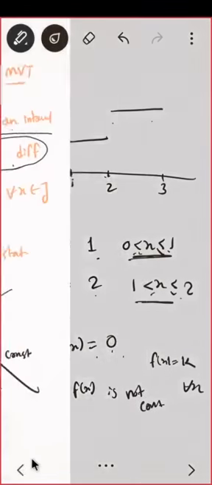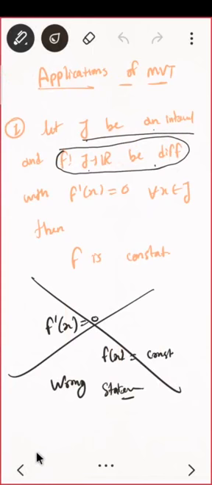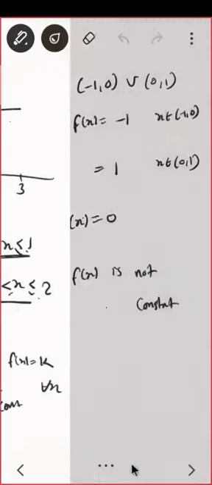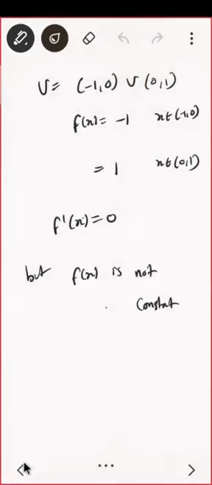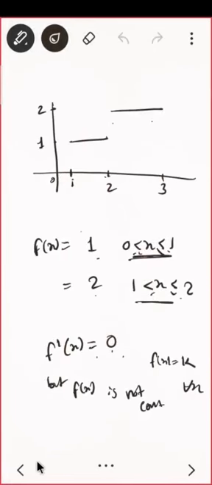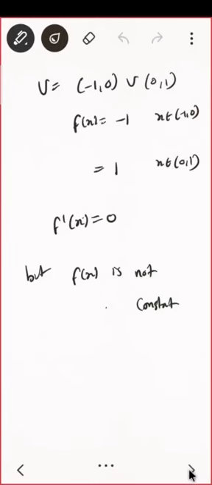So if you are going to help your 12th standard or 11th standard students, and they say that if the derivative is 0 then the function is constant, then tell them this is true only if your function is differentiable and this is given: that J must be an interval. Look at this here, it is not an interval. Interval means what? There should not be a break. There is a break in between.